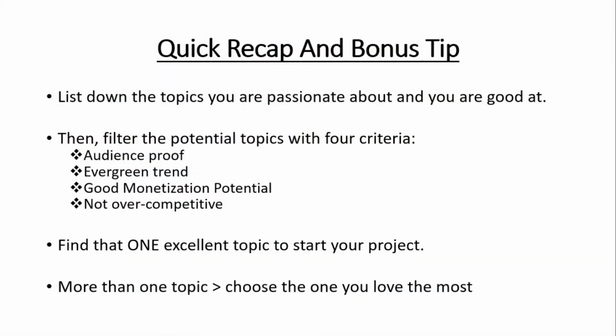So a quick recap, list down the topics you are passionate about and you are good at. Then you want to filter the potential topics with 4 criteria. You want it to be audience proof, you want to have an evergreen trend, you want it to have a good monetization potential, and you want to choose a topic that is not over competitive. If you take the time to brainstorm and filter the topics like the way I showed you, you will be able to find that one excellent topic to start your project.